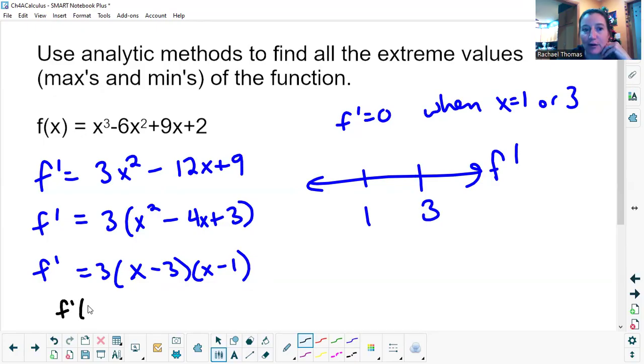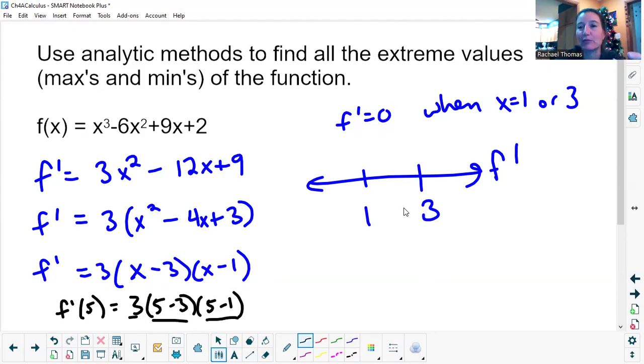Let's just find f prime of 5. That would be 3 times (5 minus 3) times (5 minus 1). I don't need to compute this value. I just need to figure out if it's positive or negative. And I can see that I've got 3 positive numbers being multiplied together. That's definitely going to give me a positive number.